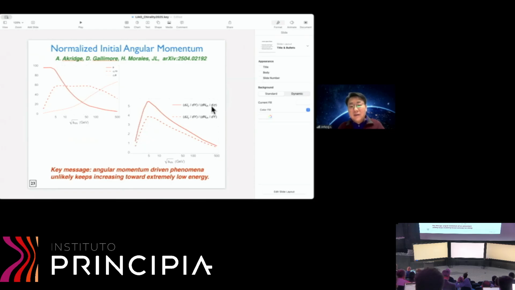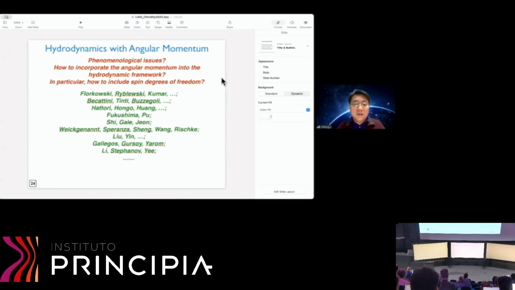You can use either the rapidity or pseudorapidity, depending on what data you look up, but the behavior is the same. Basically, you have a peak around 5 GeV. This is due to a competition of your increase in z momentum, therefore increase in total angular momentum, and a decrease in the stopping of nucleon in the mid rapidity. So those two competing factors give you a very strong peak around 5 GeV. The key message is that I think angular momentum driven phenomena is unlikely to keep increasing toward extremely low energy. Okay, so that's my personal take.